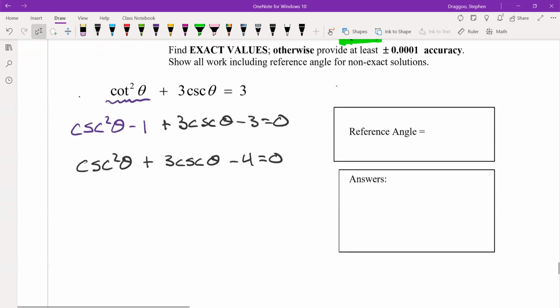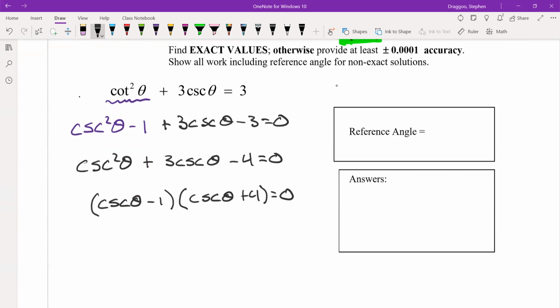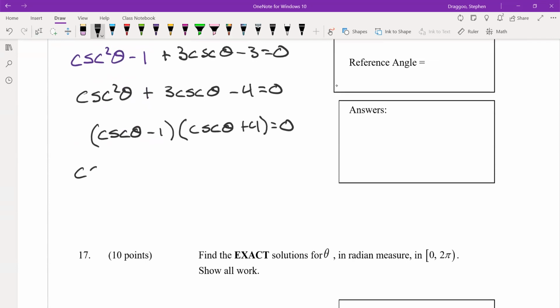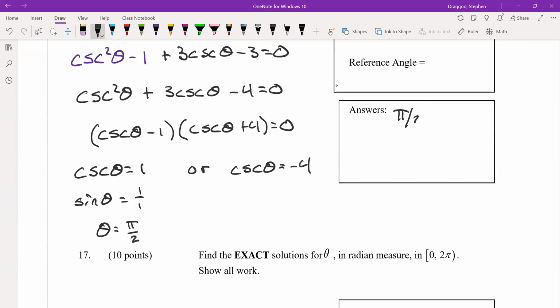And then that expression factors to cosecant of theta minus 1 times cosecant of theta plus 4, giving me two equations that I can solve. Either cosecant of theta equals 1, or cosecant of theta is equal to negative 4. And solve that for theta. If cosecant of theta is 1, that means that sine theta is equal to 1 over 1, or theta equals pi over 2. So I'll toss that answer in my answer box, pi over 2.